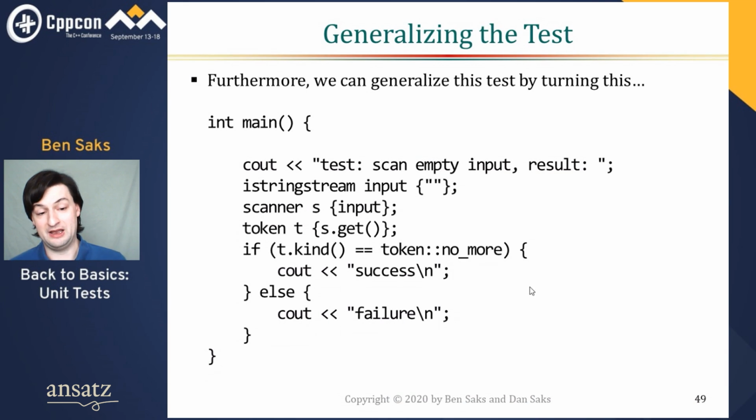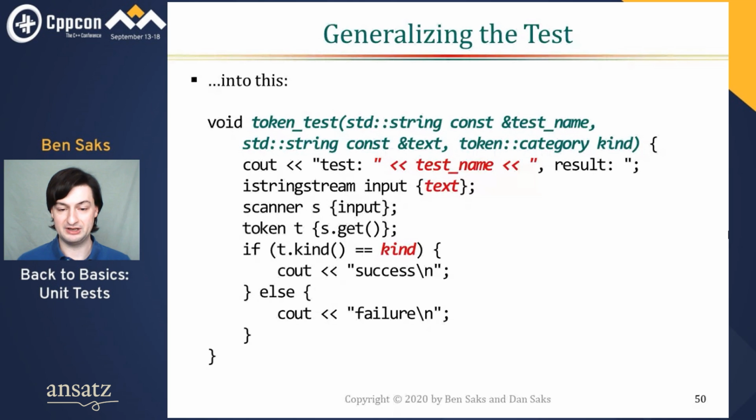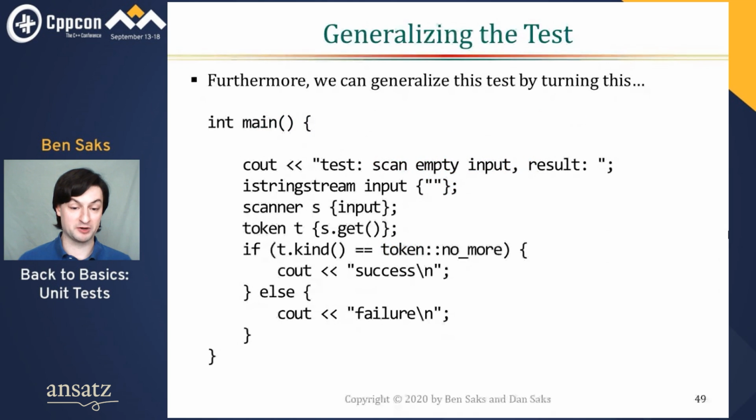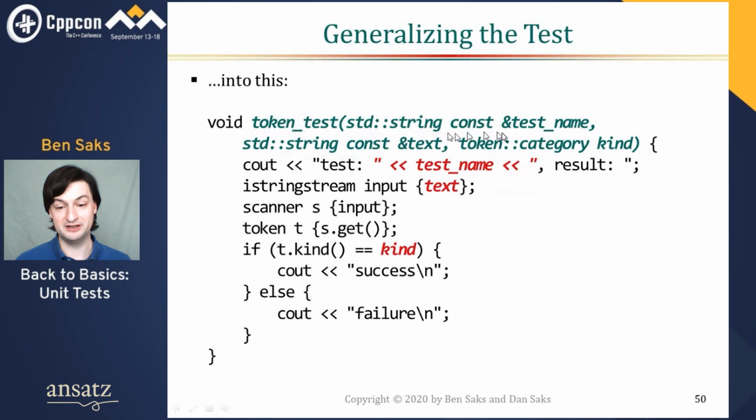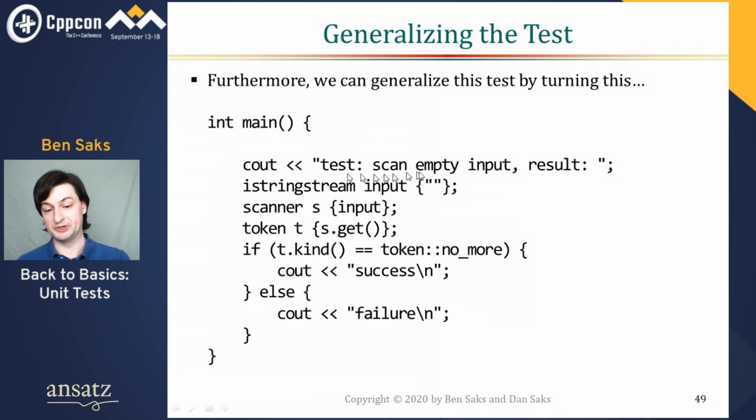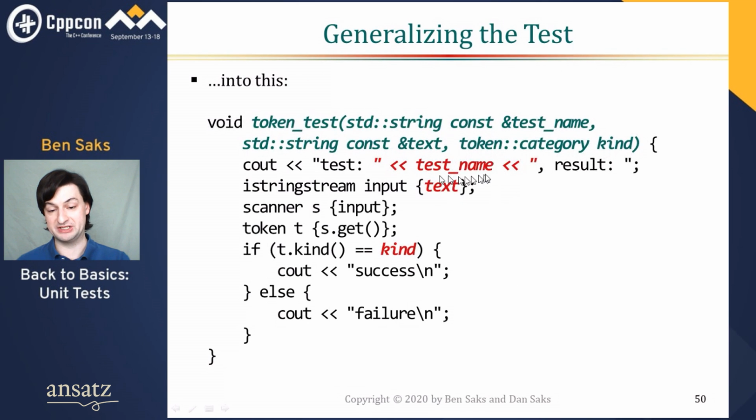Now, that code does one test, but it's actually fairly easy to take that and turn it into multiple tests. We can generalize this code into something that looks like this. I've changed it from the main function to a helper function called token test that takes in the name of a test, the text of a token, and the kind of token that we expect to see. And now, instead of printing out a fixed name, scan empty input, it always prints out the test name. It creates as the input whatever text string it was given rather than just the empty string. And it compares the category to whatever kind of category was specified.